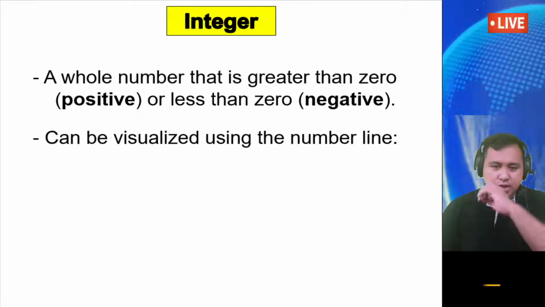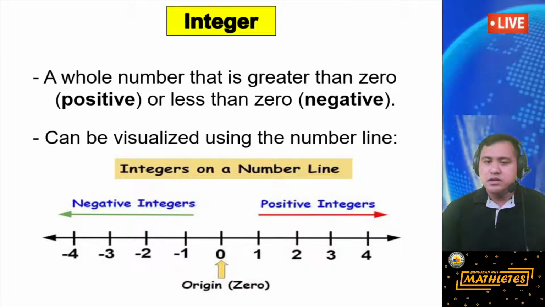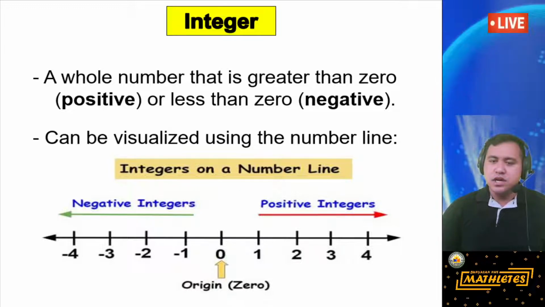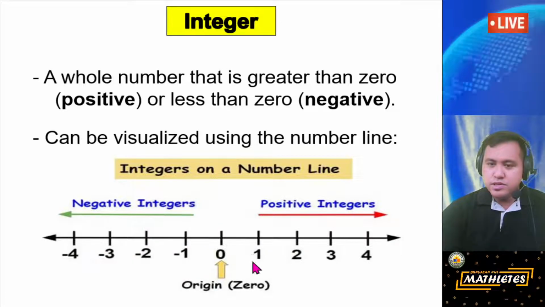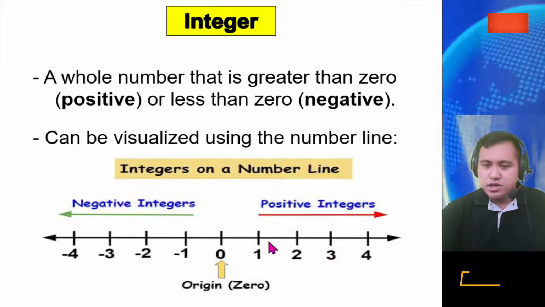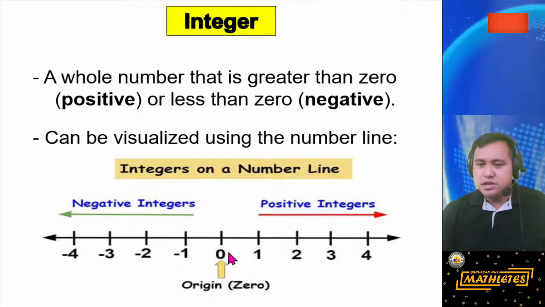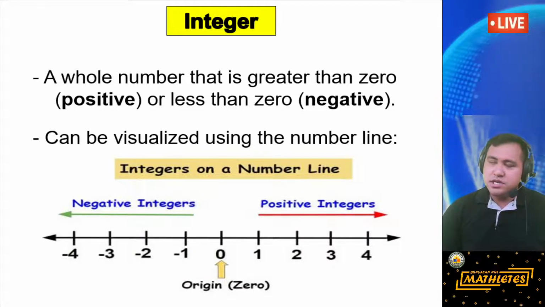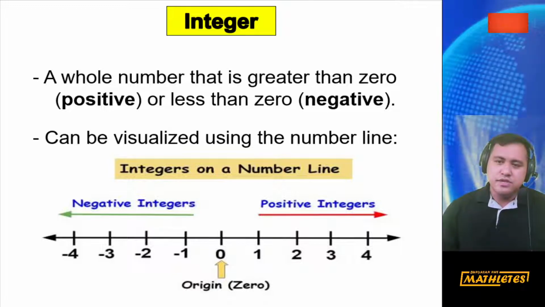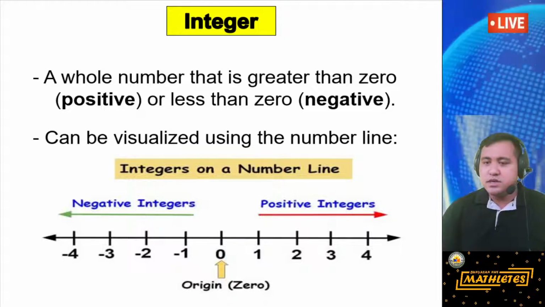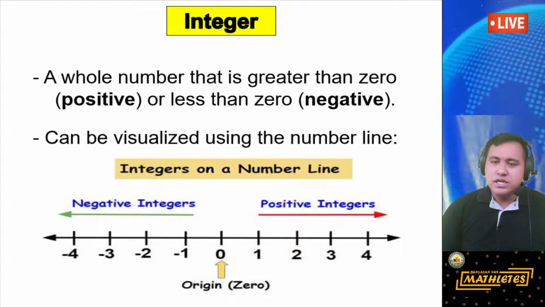Now, it can be visualized using the number line. The numbers on the number line are what we call the integers. We have the 0 there in the middle, which we call the origin. And all the numbers on the right side of 0, or greater than 0, are the positive integers. And all the numbers that are less than 0 are the negative integers.